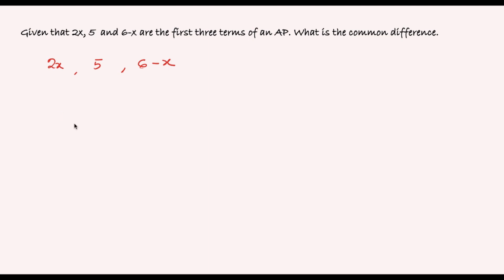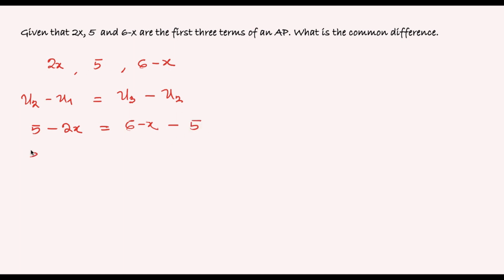Now don't forget that for an arithmetic progression, we have a common difference, which means that the difference between successive terms has to be equal. So it means that u2 minus u1, which is the second term minus the first term, has to be equal to u3, which is the third term, minus u2, the second term. So what we're saying here is u2, which is our second term, 5, minus our first term, which is 2x, is equal to our third term, which is 6 minus x, minus our second term, 5.